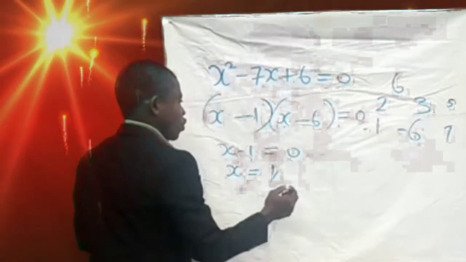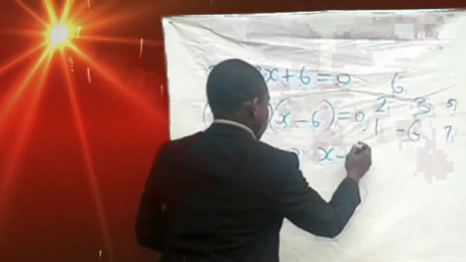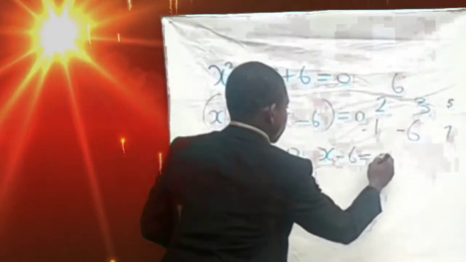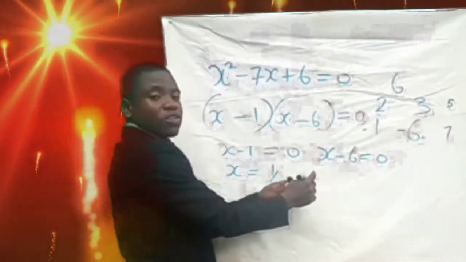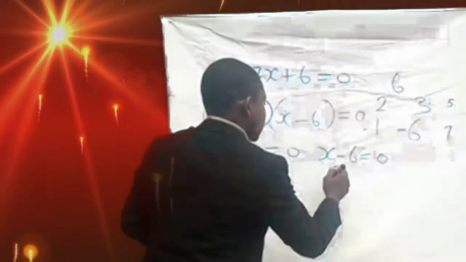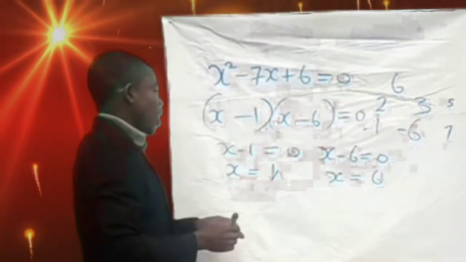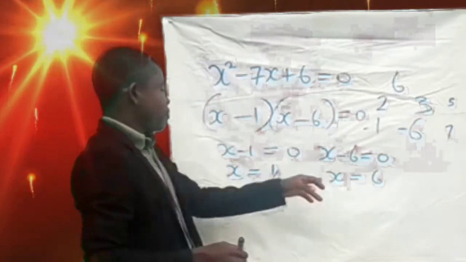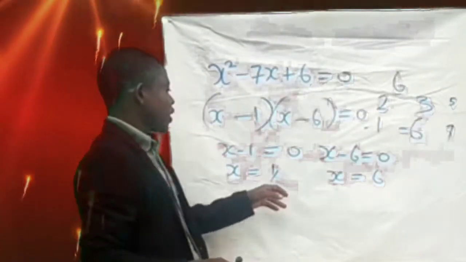And you do the same thing for the second bracket. x minus 6, equate it to 0. And taking minus 6 to the other side, you have x equals 6. So we have our two values for x to be 1 and 6.